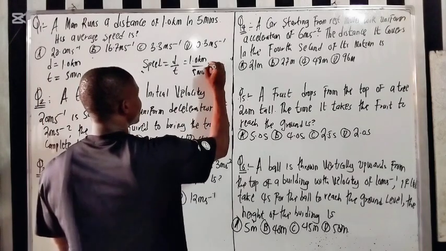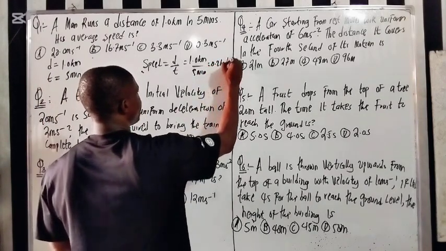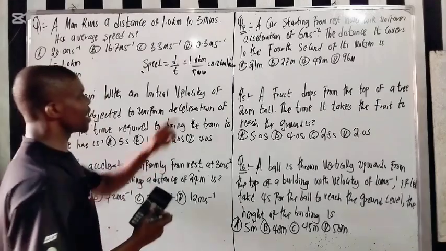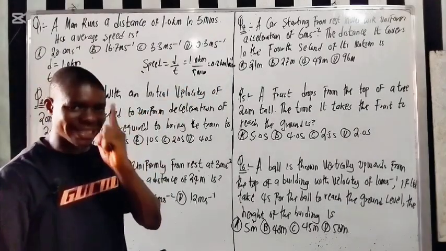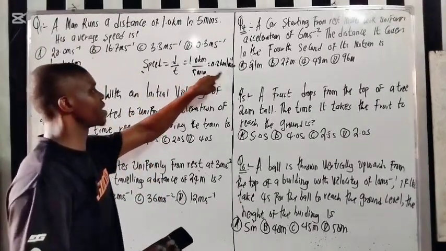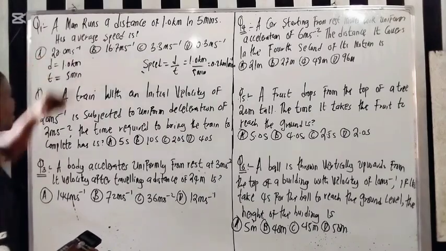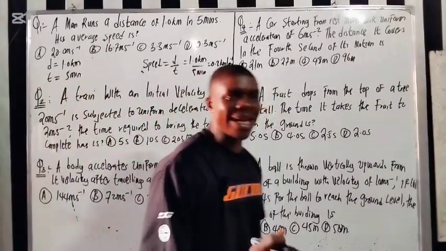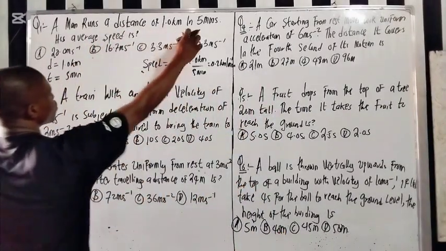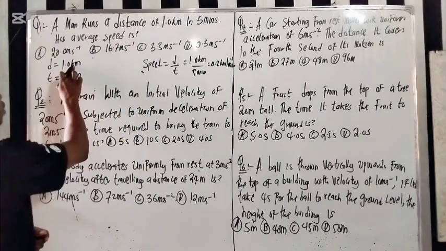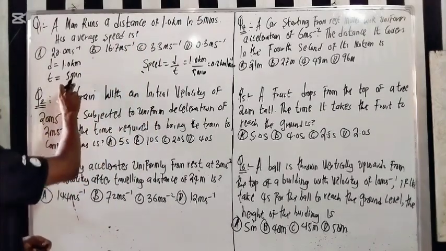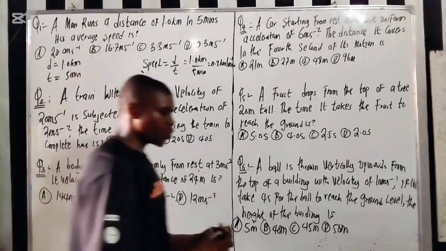So here we have 2.0 kilometers per minute. Please pay close attention, the unit here is kilometer per minute. But here you must express it in meters per second. So you must convert these values: kilometers to meters and minutes to seconds. So let's do the conversion.